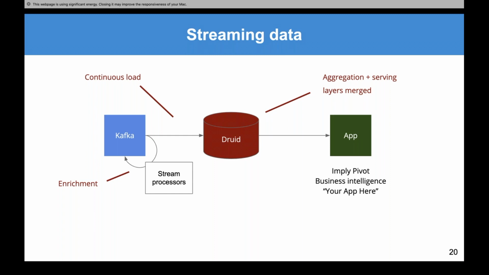And Druid speaks SQL. So you can put traditional business intelligence applications on top of Druid, like Tableau, Looker, and Superset. You can build your own application using SQL, which is nice because it's a commonly known language, and very flexible as well. And the Imply Pivot app that I showed you earlier runs on top of Druid.